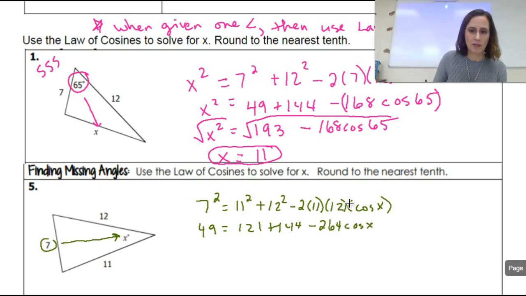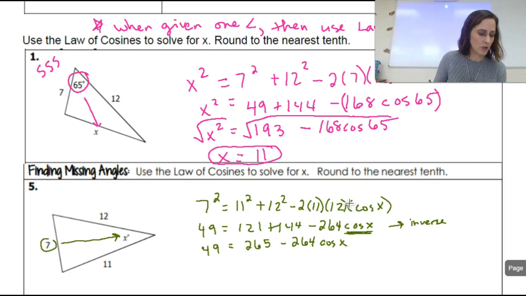Now just a reminder, when we're solving for angles, this is where you have to use inverse. So we're going to have to eventually get the cosine of x by itself. So we simplify values again. We get 265 minus 264 times the cosine of x. We subtract the 265 to get negative 216 is equal to negative 264 times the cosine of x.